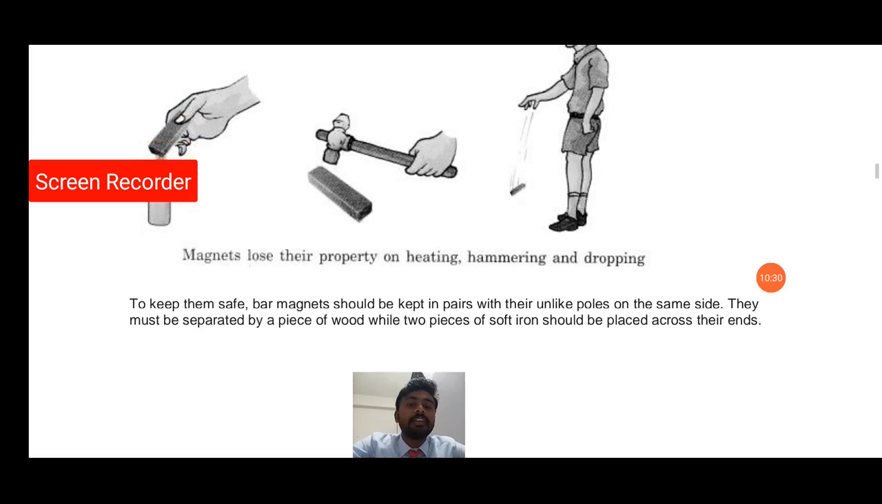To keep them safe, bar magnets should be kept in pairs with the unlike poles on the same side. They must be separated by a piece of wood, while two pieces of soft iron should be placed across their ends.